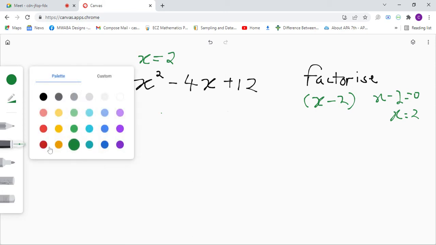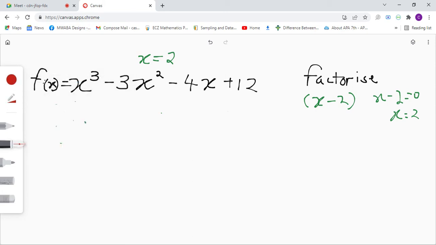So we'll say x minus 2 divided into x cubed minus 3x squared minus 4x plus 12.